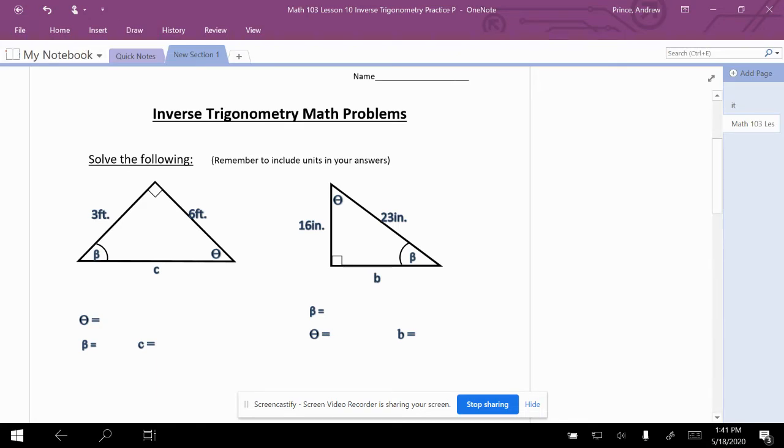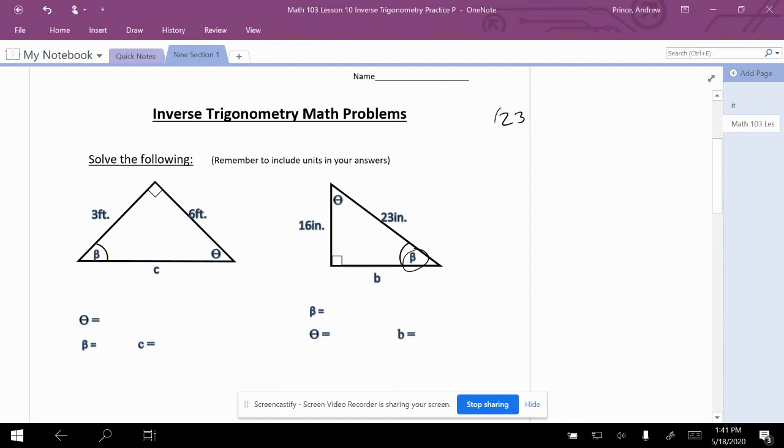So we'll go ahead and start with the 16 inches and the 23 inches here, and we have our unknown as B. Now we can really do this a number of ways. It just depends if we want to look for one of our angles here first, or if we want to use the Pythagorean theorem to just solve for the missing side. So let's start off with the easy one first. We'll go ahead and just solve for the missing side.